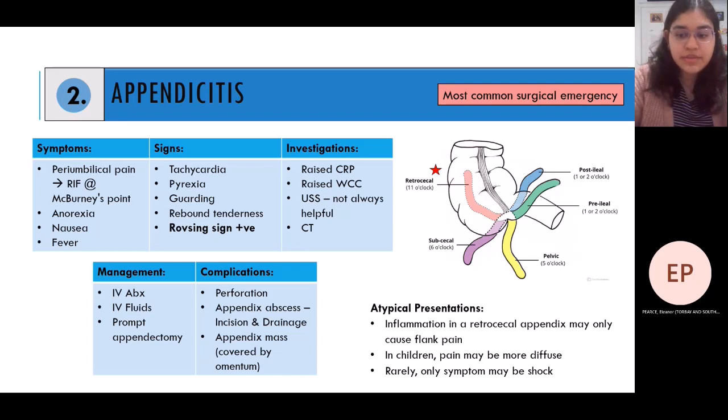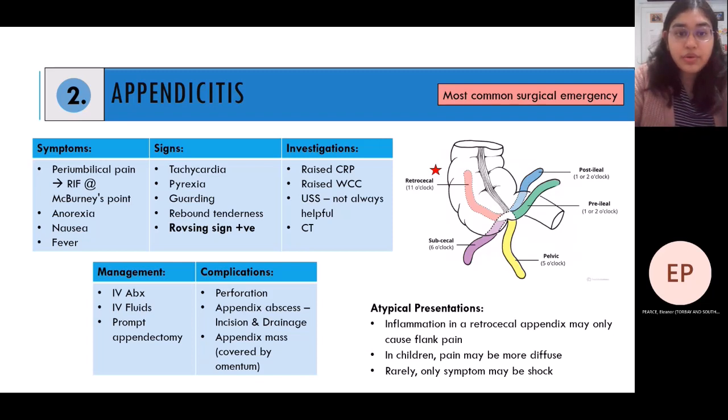But essentially the management involves IV antibiotics to treat the infection, IV fluids, obviously, because these patients are at risk of becoming septic, so you want to make sure you do your sepsis 6, and a prompt surgical removal of the appendix.